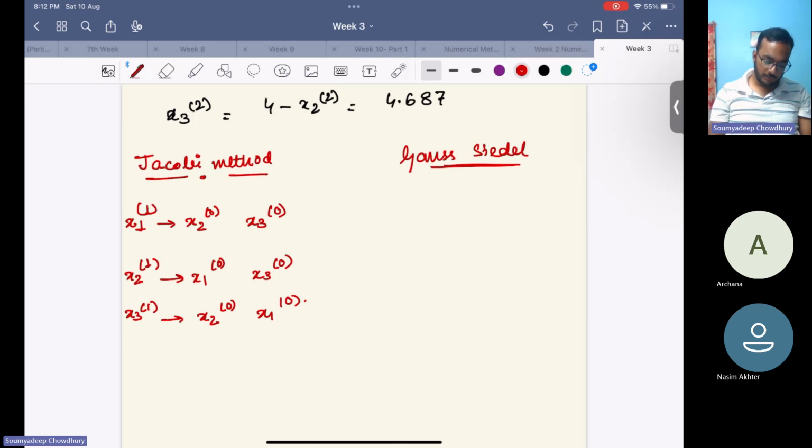However, in Gauss-Seidel, to find x1 of 1, we are using x2 of 0 and x3 of 0. In the first step, we use the previous iteration because we don't have the new updated values. However, from the next step, that is x2 of 1, we will be using x1 of 1 and x3 of 0. To find x3 of 1, we will be using x1 of 1 and x2 of 1.